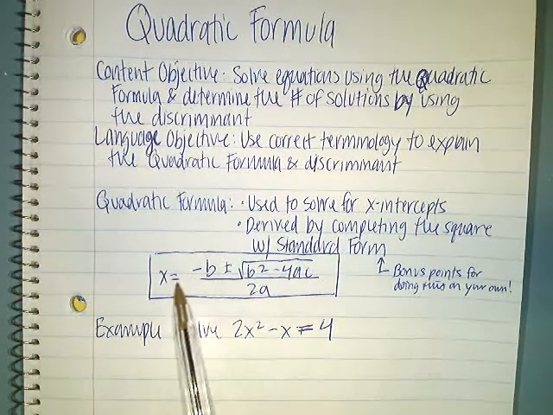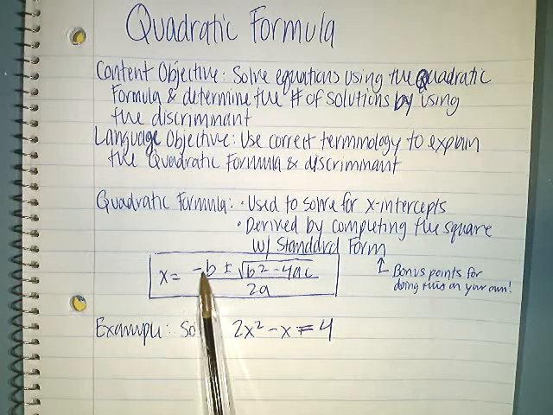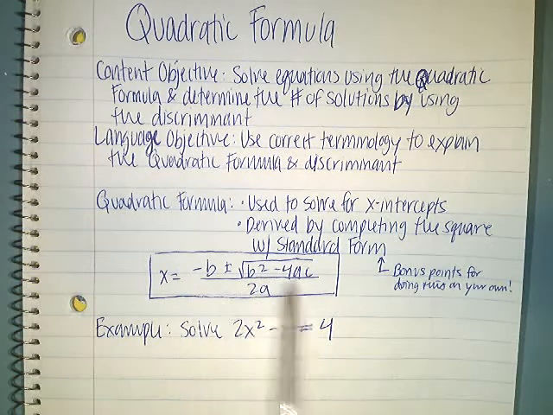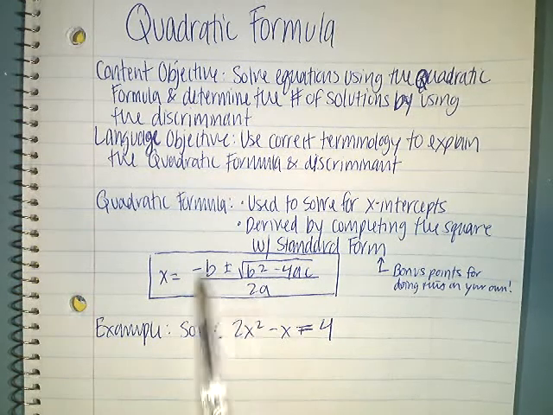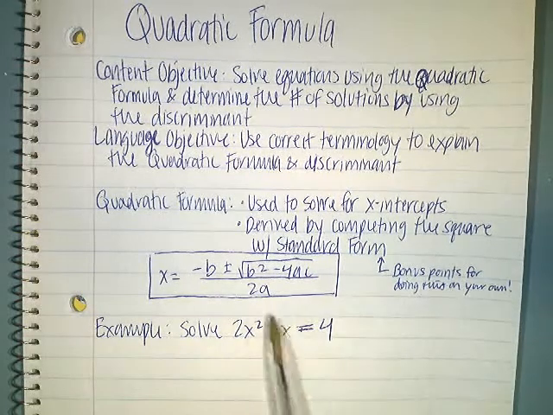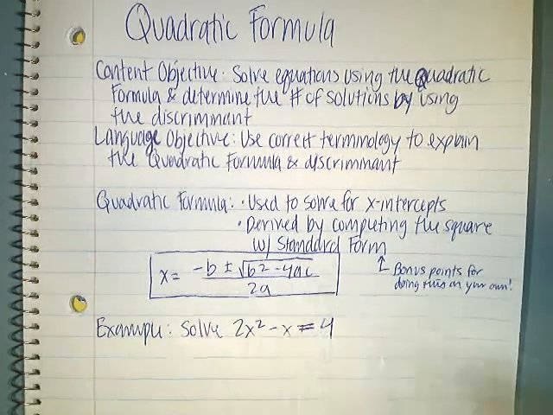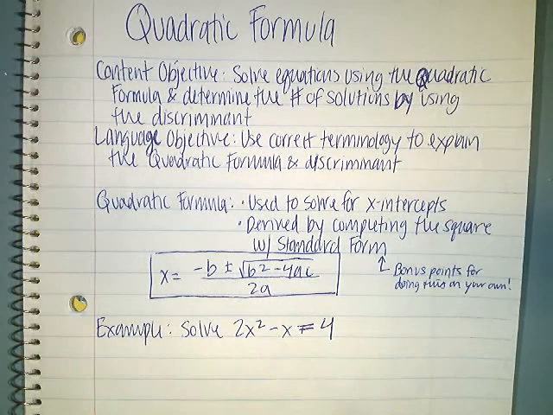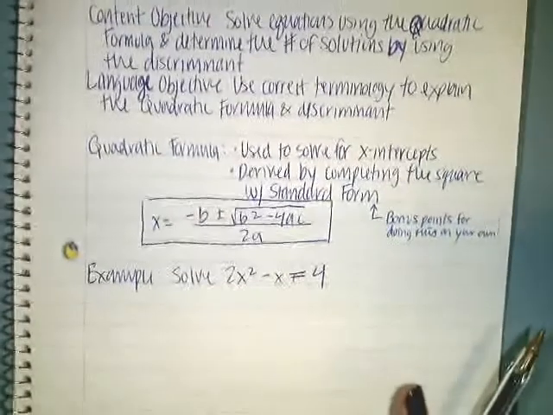So the actual formula is x equals negative b plus or minus the square root of b squared minus 4ac all over 2a. So this is where we plug in a, b, and c, the same a, b, and c we've been working with since we started factoring. And this is the formula. All you have to do is substitute everything and then simplify correctly, which can sometimes be easier said than done.